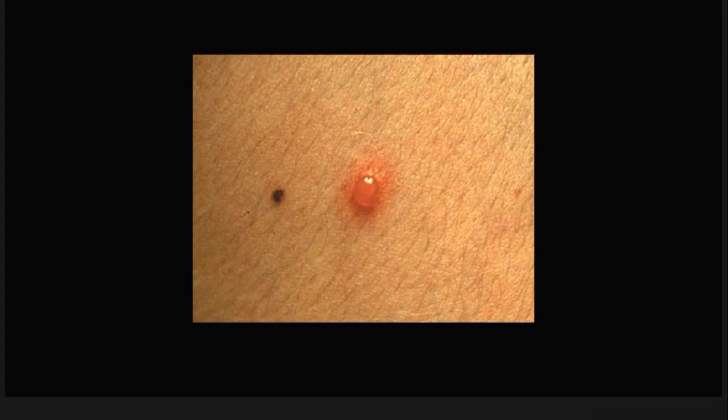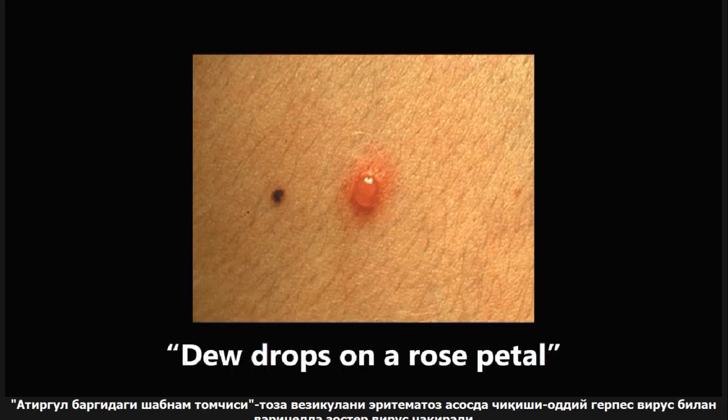And I believe this is going to be the last image for this video. This is an example of dewdrops on a rose petal. I really wanted to include this because I had heard this term so many times throughout medical school, and I never really had a clear image of it in my head because it just sounds so random, dewdrops on a rose petal. But this is what it looks like.